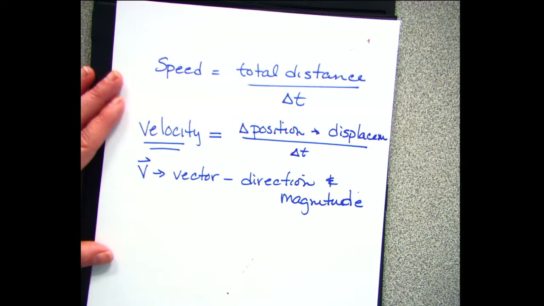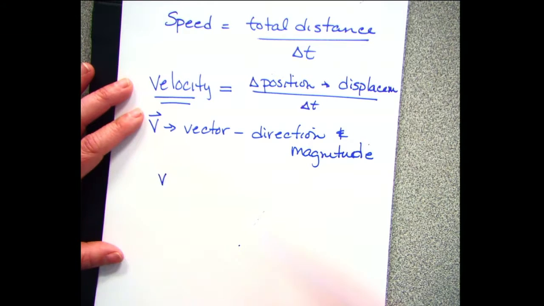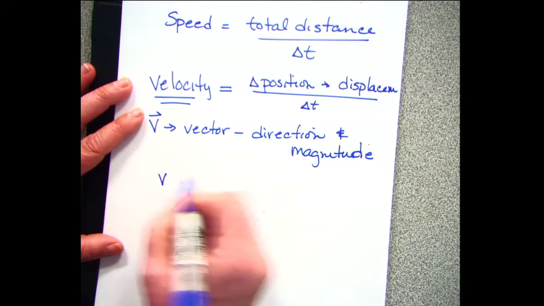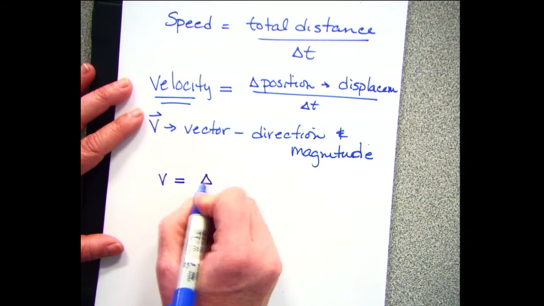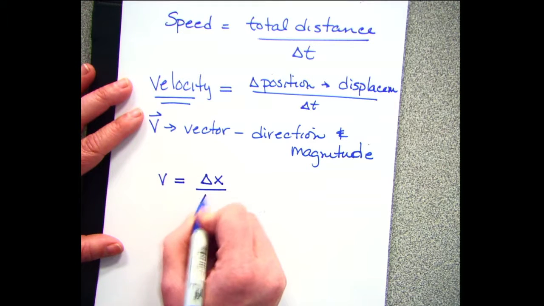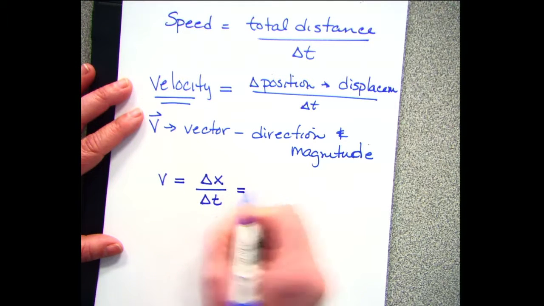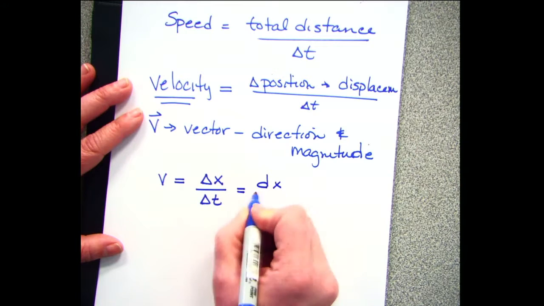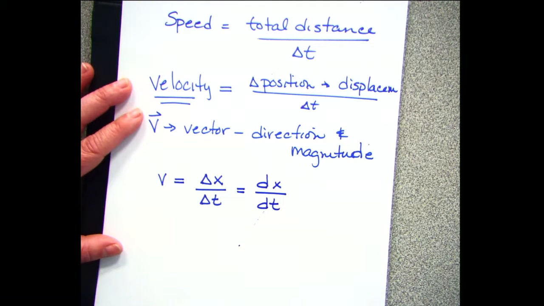Okay? So if I'm writing this out in symbols here, I get velocity, we're going to use v for velocity, is going to equal my change in position divided by my change in time. If I want to write it in the calculus notation, I'm writing it as the derivative of x with respect to time.